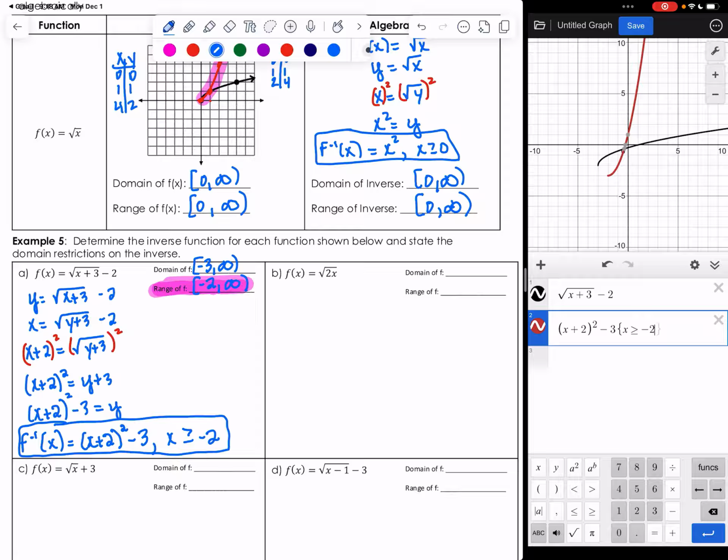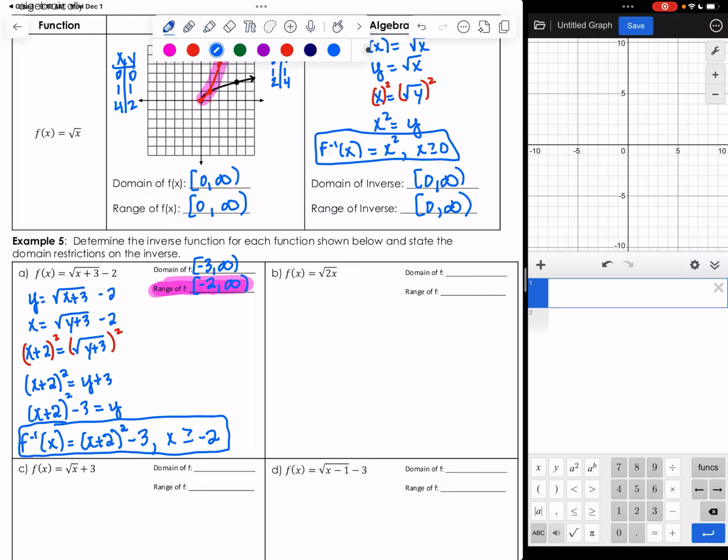All right, look at problem B. We have square root of 2x. So let me graph that for you so you can see what it looks like. All right, so you can see that it's starting out at 0, 0. That's my starting point. So my domain is 0 to infinity, and my range in this problem is also 0 to infinity. Now I'm going to highlight the range because that's what we're going to use to get our domain restrictions in just a minute.